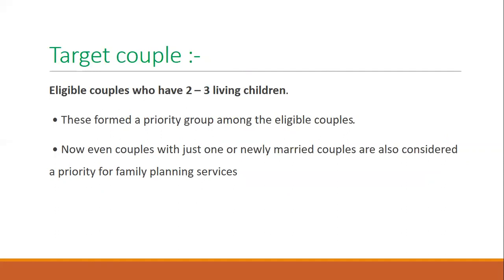Then target couple. Eligible couples who have 2 to 3 living children form a target couple. These form a priority group among the eligible couples. Now, even couples with just one child or newly married couples are also considered a priority for family planning services.